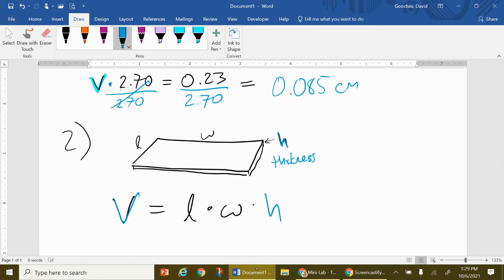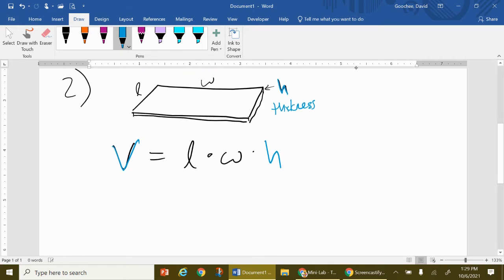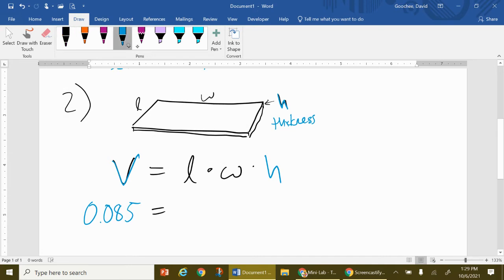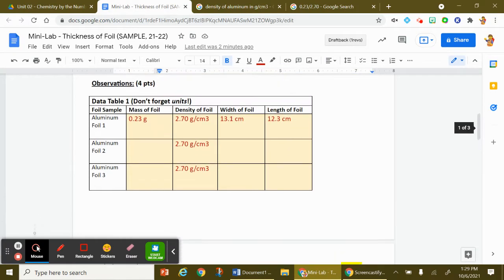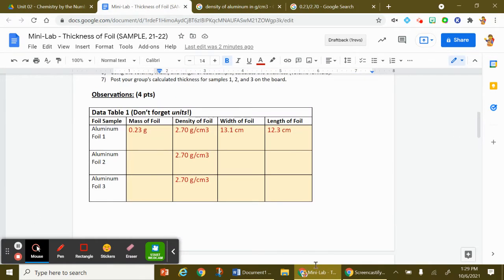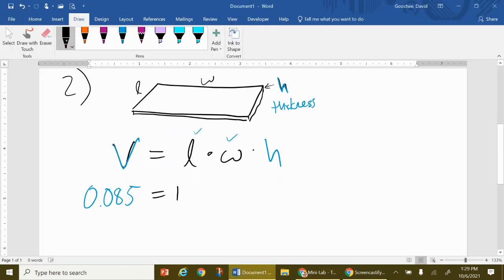0.85 centimeters cubed. So we're going to plug that in here. The volume is 0.085 centimeters cubed. We also know the length and the width because they were part of the data that we recorded for this piece of foil. All right, the length was 12.3 and the width was 13.1. So 12.3 times 13.1 times the height.